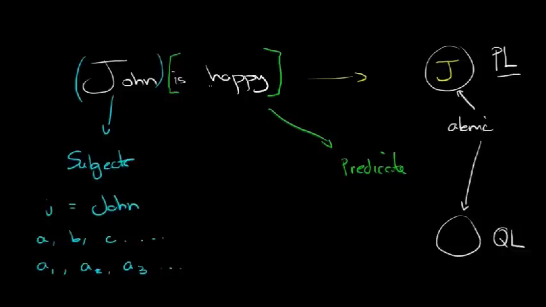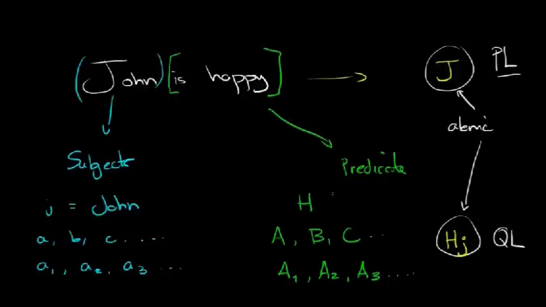Our predicate, in this case is happy, so we'll use an uppercase H for that. Predicates are all uppercase letters from the Roman alphabet, so A, B, C, and again we could have a predicate that was A1 or A2 or A3. So that gives us our translation of these two things, and now we just need to put them together. The convention within QL is that we always put the predicate first. So here we'd have H, j would be our translation of John is happy.